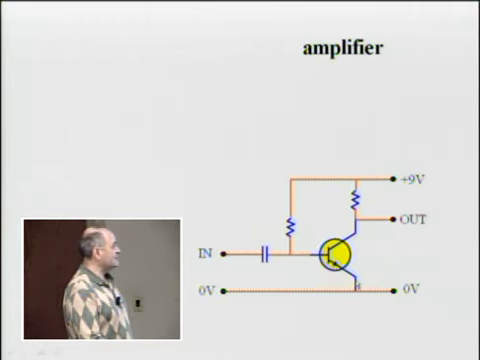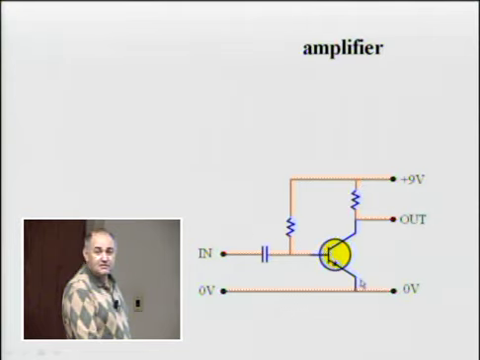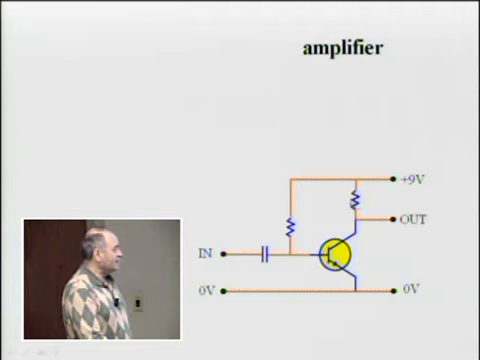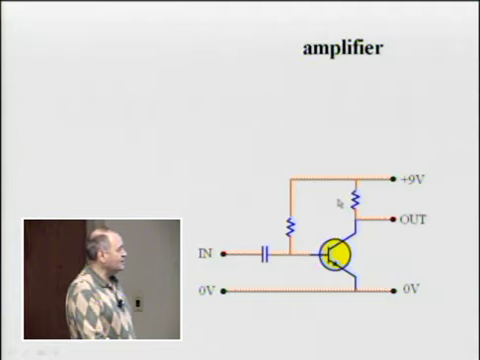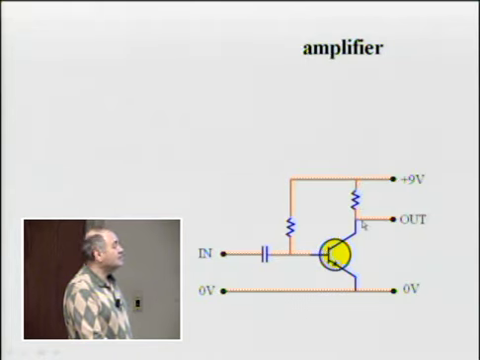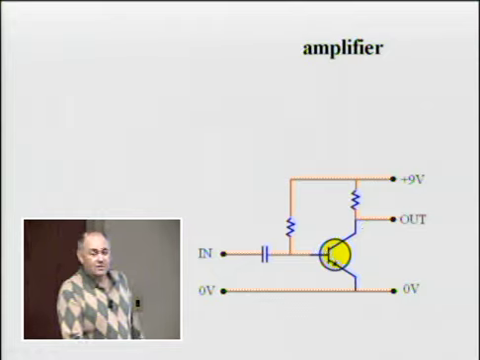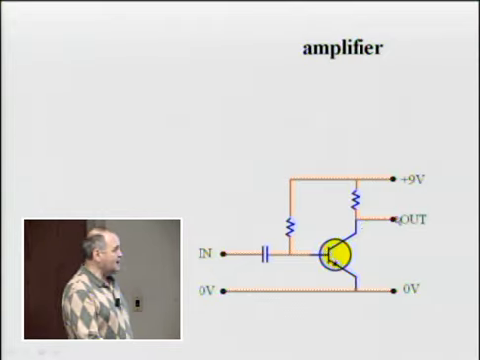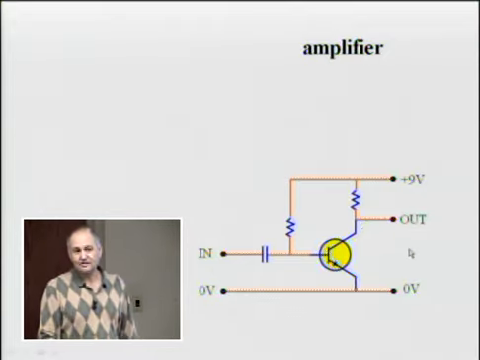If resistance of the transistor is infinite, what will be the value of the current flowing this way? Zero. Correct. Current flowing this way is going to be zero. Well, if current through the resistor is zero, what is potential difference between its terminals? How much? Zero, right? From Ohm's law. Correct. So output is going to be 9 volts.